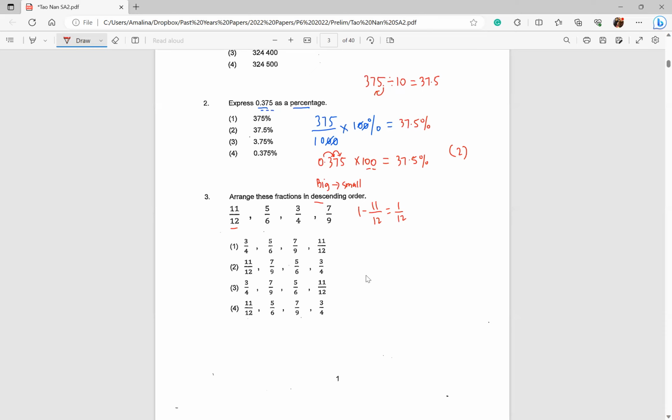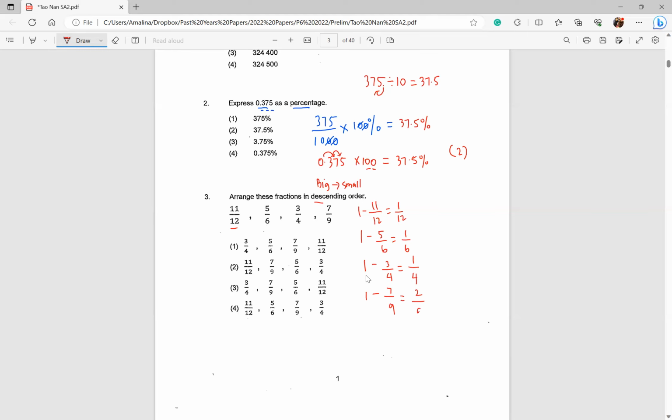I'll do the same thing for the rest. So 1 whole minus 5 over 6, I get 1 over 6. 1 whole minus 3 over 4, you get 1 over 4. And finally, 1 whole minus 7 over 9, you get 2 over 9.